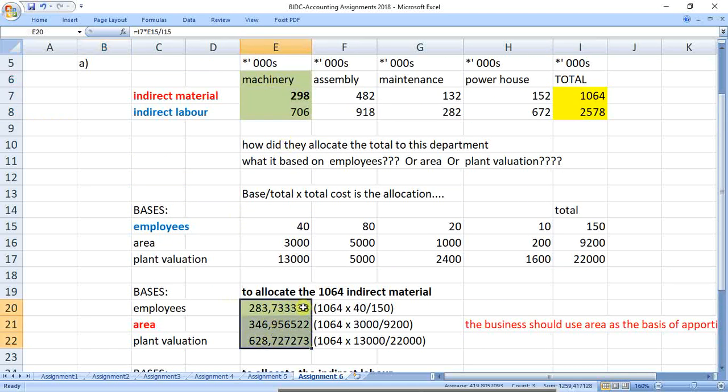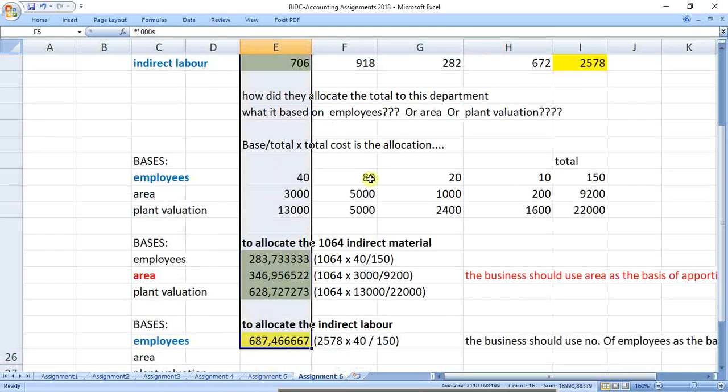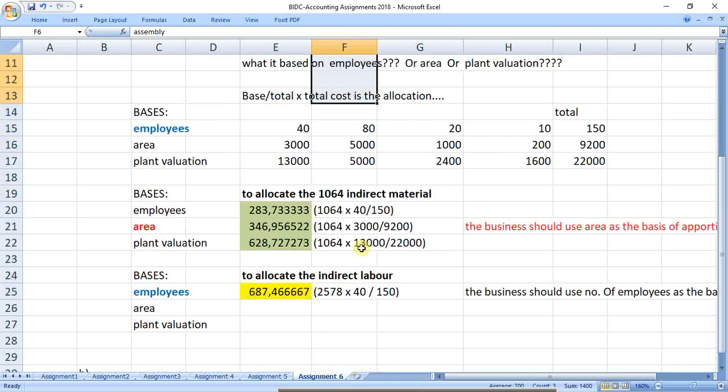That was the allocation of what? The costs, that cost to that machine for the employees, for the area. That was only for the machinery. I didn't look at the assembly, the maintenance, and the powerhouse. That's what I'm asking you to do. I'm asking you to allocate that cost to the assembly, to the maintenance, and to the powerhouse. Because they said 4 departments. Right, try it. It's exactly what we did, just for the other. So now instead of looking at machinery, look at assembly and do it for that one.